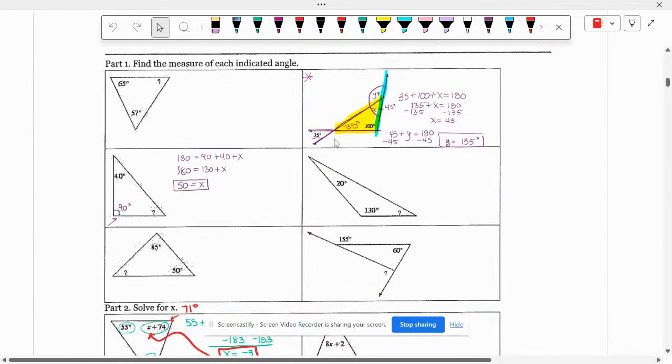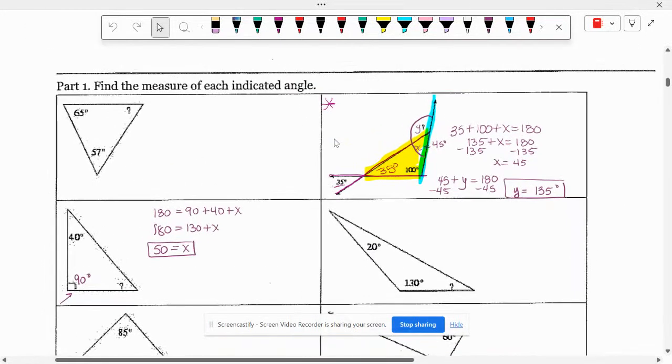Okay. So let's look at number 1. It says find the measure of the indicated angle.